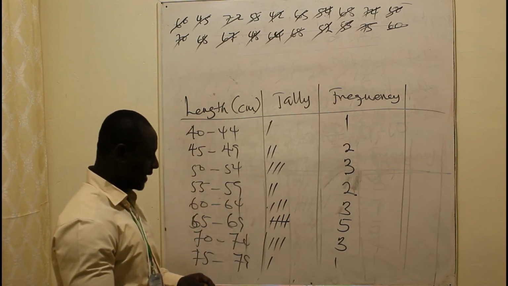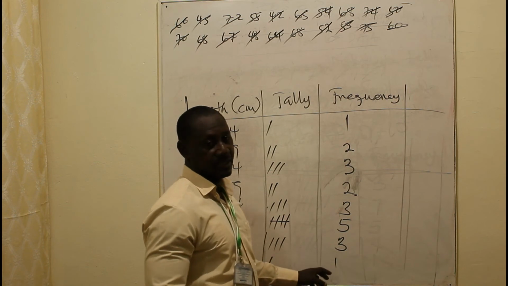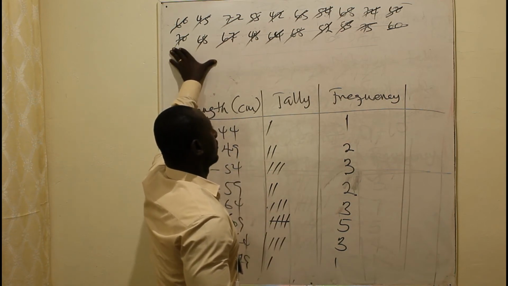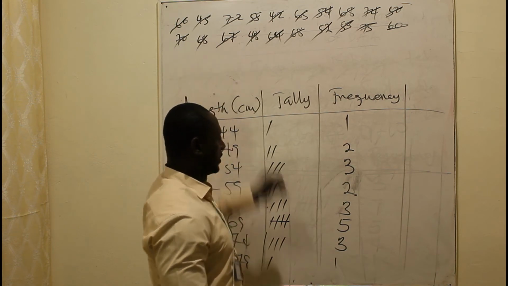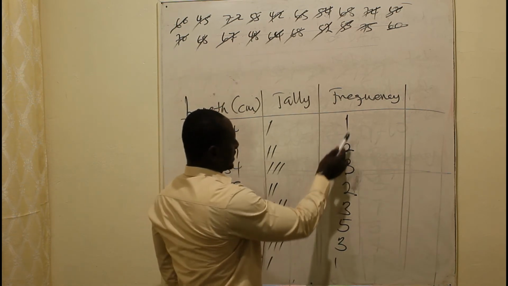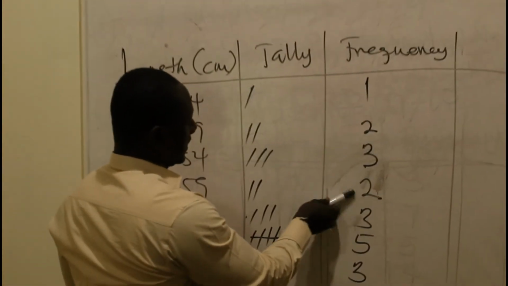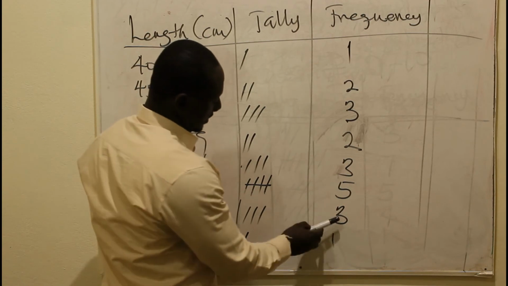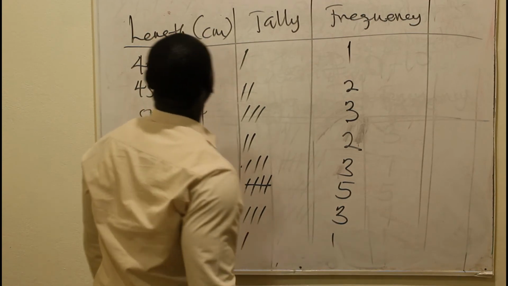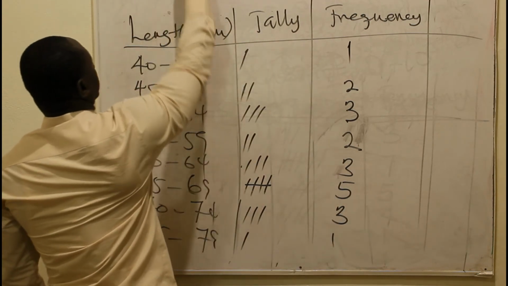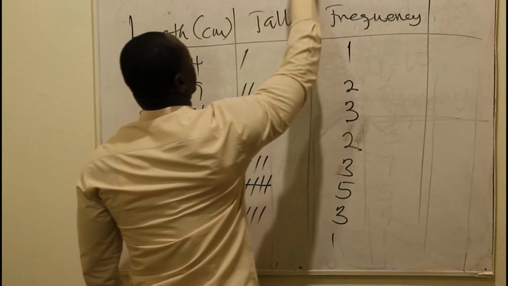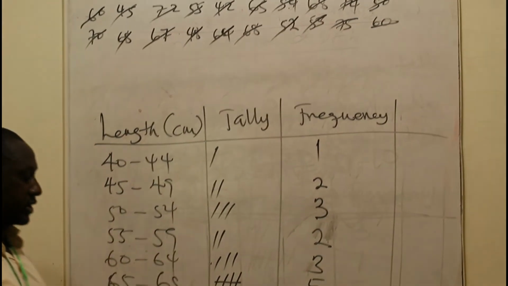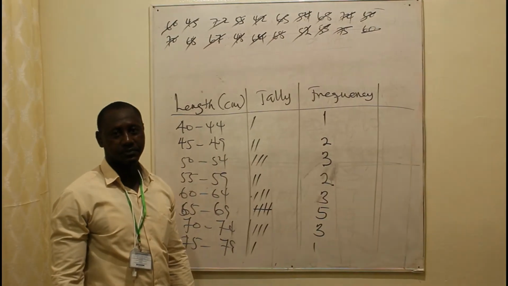Once again, when we are done, let's add the frequencies and make sure they actually match the number of data values given. So we are going to do that. This plus this is 3, 6, 8, 11, 16, 19, 20. Counting 1 to 20, it is actually confirmed.